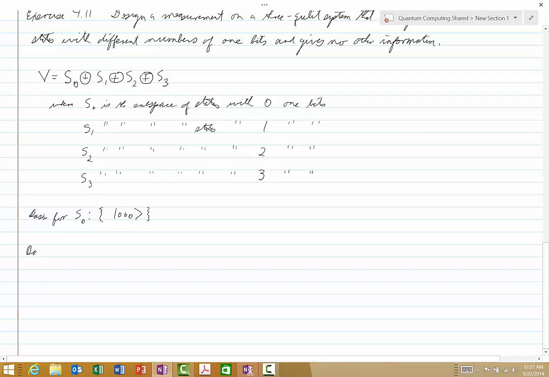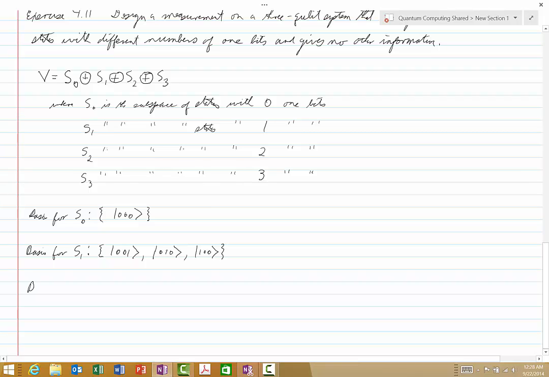Okay, next let's look at a basis for S1. Well, this will contain 3 states. 0, 0, 1, where it has its solitary 1 in the third qubit, or it could have its solitary 1 in the second qubit, or it could have its solitary 1 in the first qubit. So that's a basis for S1.